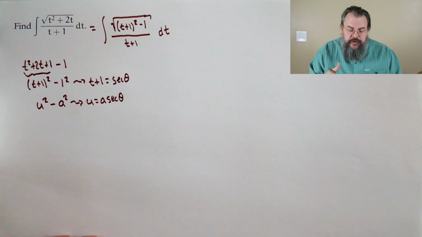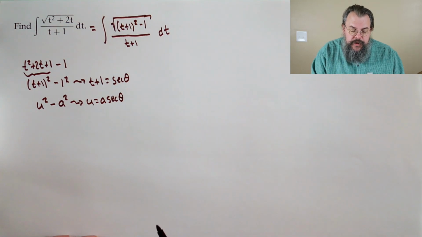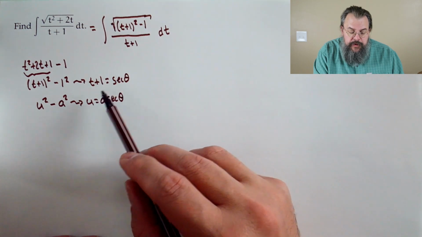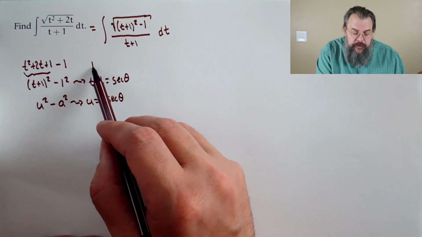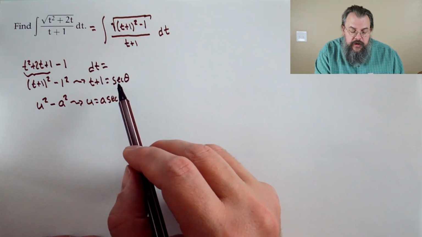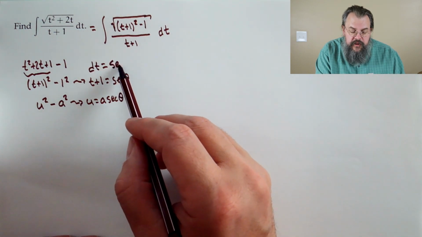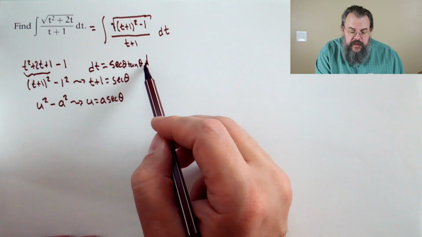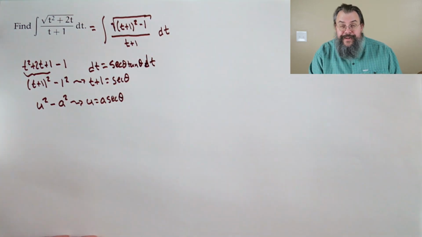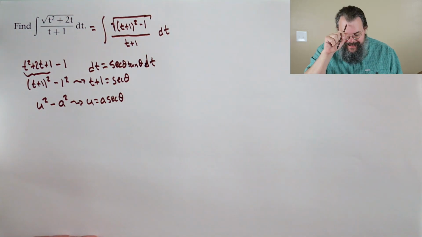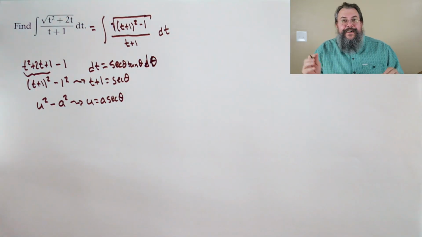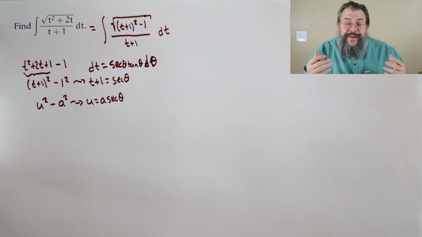Now we should go through and figure out what are some things which go along with this. For instance, if t plus 1 equals secant theta, then we can say dt, well, that's going to be secant theta tangent theta. Secant derivative not ingrained. Aha. And it's not dt, Steve. It's d theta. Okay. All right. Good. Well, we'll get there, right? We'll get there. It's all right.